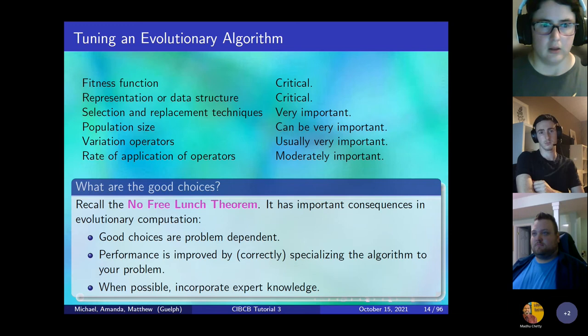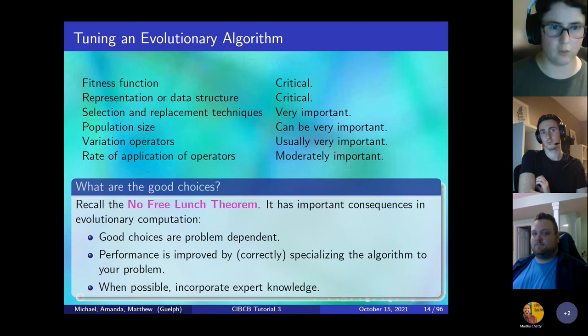So, when you're trying to make an evolutionary algorithm work really well, you need to have a good fitness function. This is critical. The representation or data structure, how you're deciding to encode the information you care about, is a very vital piece of information. And different representations will behave differently, and that is something to try and keep in mind when you're designing an evolutionary algorithm.